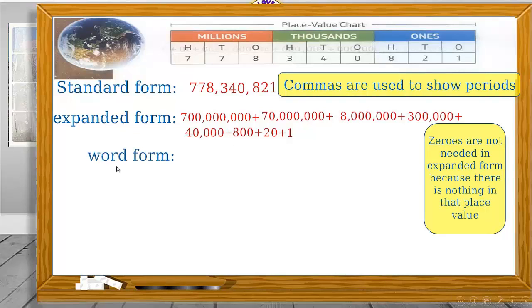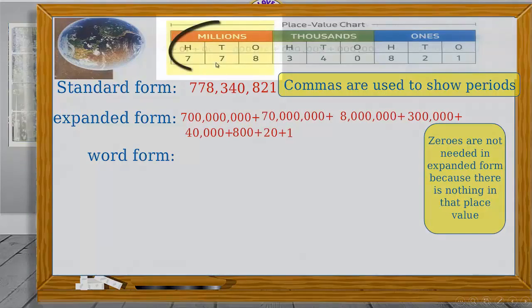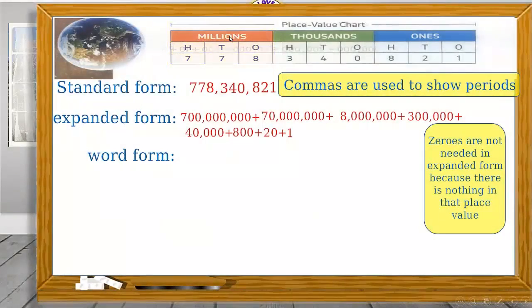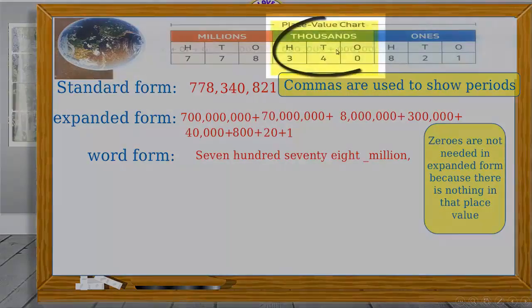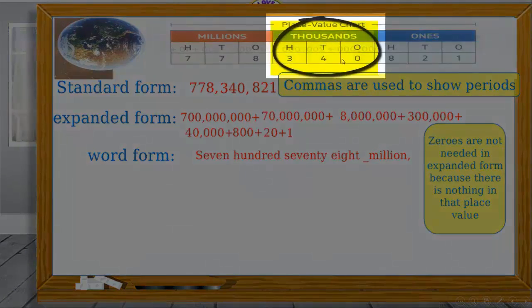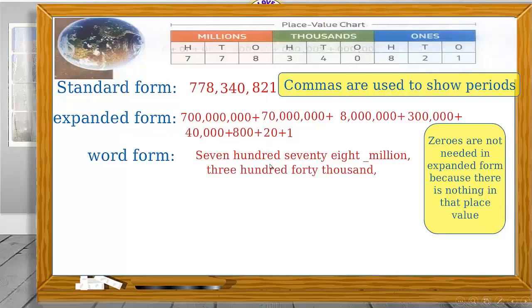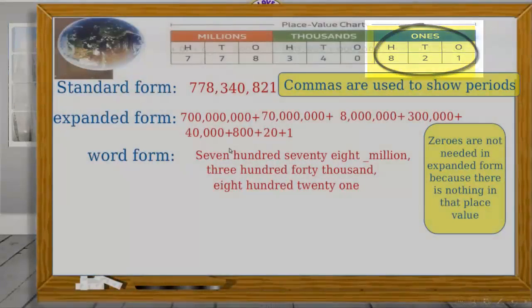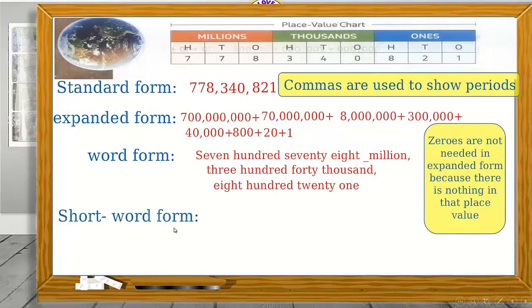Next form, we can write the number in word form. If you want to write a number in word form, you should read the number and focus well on how many periods. Take the first period and read the number in this period: 778 million. You should write, as you said, 778 million. Next period, in thousands, we have 340,000. Write 340,000. Read here 821. Don't say one, 821 only.